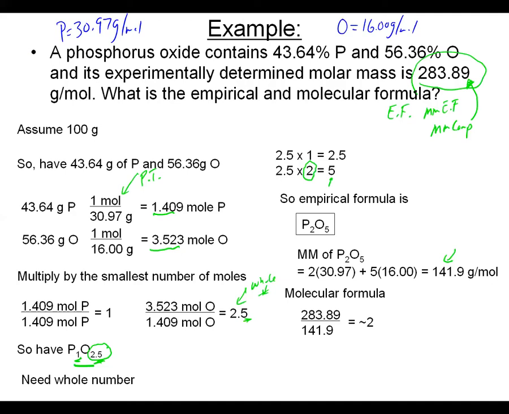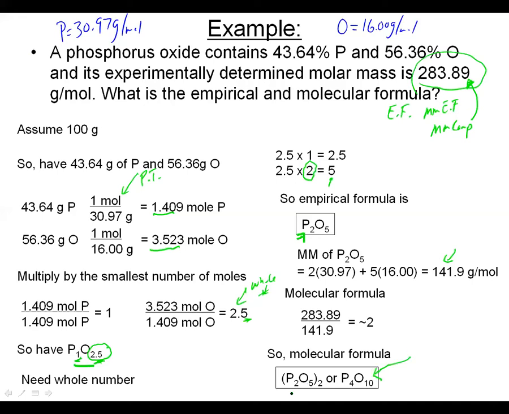So again, when you put that into your calculator, 283.89 divided by 141.9, you end up with 2.0000, which again is obviously a 2. And again, the answer for the molecular formula is not 2. It is actually what you do with that 2, which is you then need to multiply your empirical formula by it. So the molecular formula would be P4O10. So P4O10 would be our molecular formula.